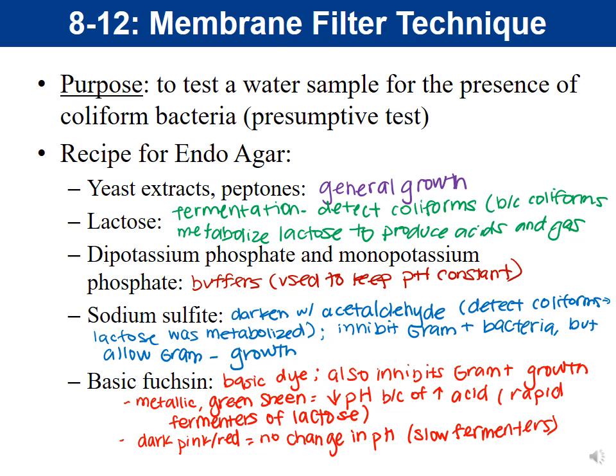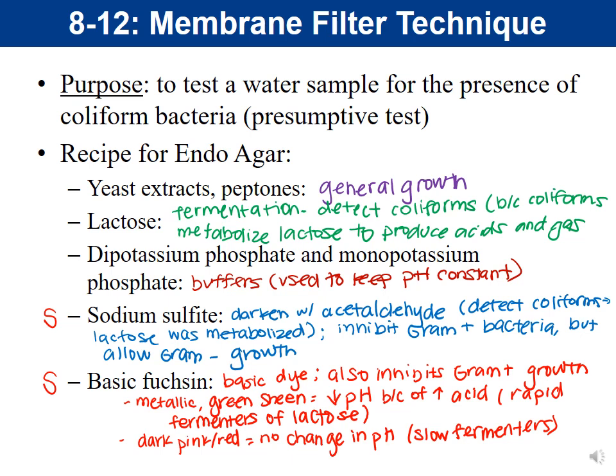So if we look at our ingredients, which of our ingredients that are in here would be selective ingredients? And the answer is the sodium sulfite is selective, and the basic fuchsin is selective, because those two ingredients are going to inhibit gram-positive growth but encourage gram-negative. So we have our selective ingredients. Now, on our plate, we're going to have all gram-negative bacteria, but we need a way to distinguish coliforms from non-coliforms, because not all gram-negative bacteria would be considered a coliform.